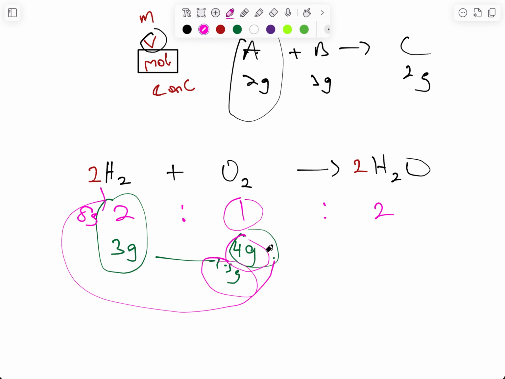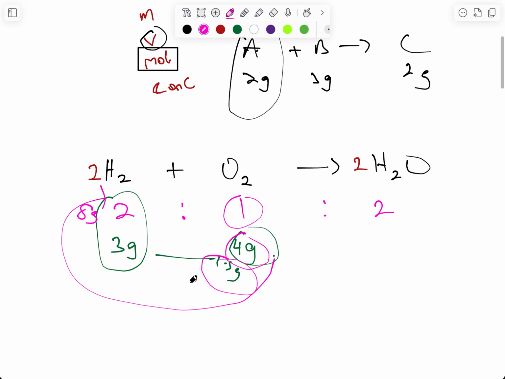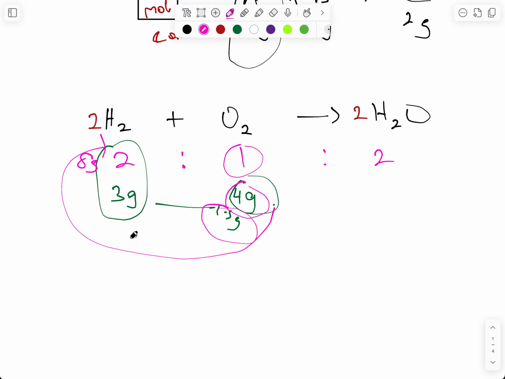So how do we now go about it? I'm going to teach you the concept of limiting and excess reactants properly now, using the right thing. What you use is always supposed to be moles. So let's rewrite this now.